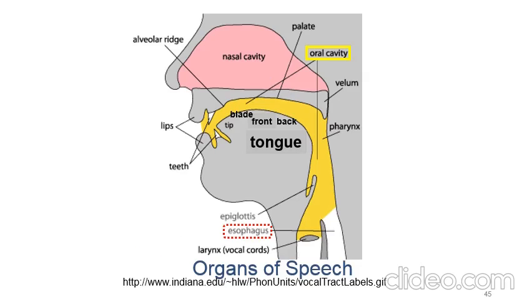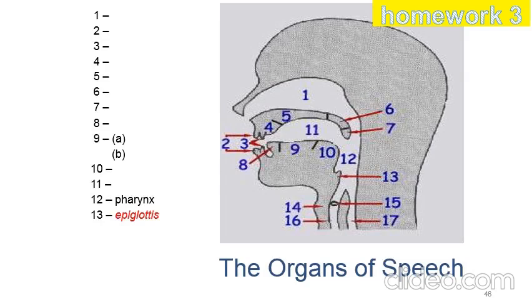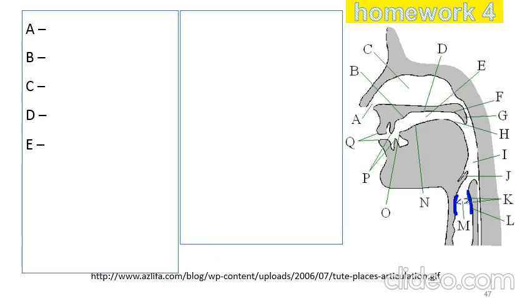Here are the organs of speech in color. The palate separates the oral cavity from the nasal cavity. We have lips and the teeth. The tongue is divided into a tip, blade, front and back. And the palate is divided into the alveolar ridge, hard palate, and soft palate or velum. This is another exercise for you to do. Pause the video and write the organs of speech. And one last time, pause the video, write the organs of speech.